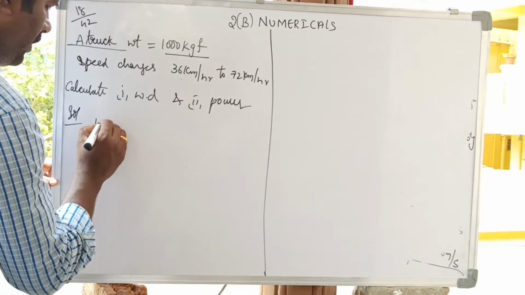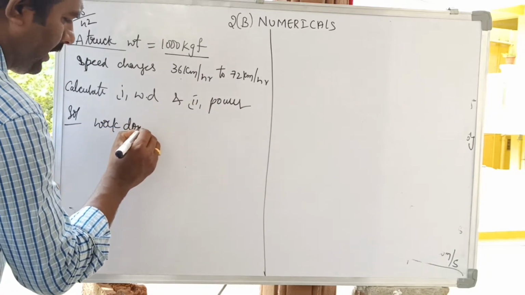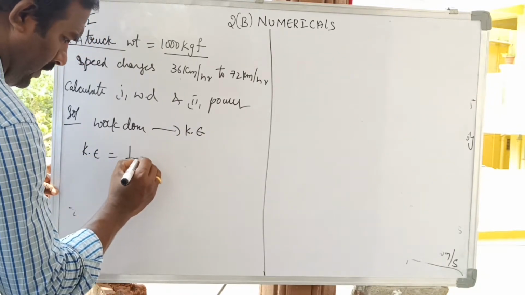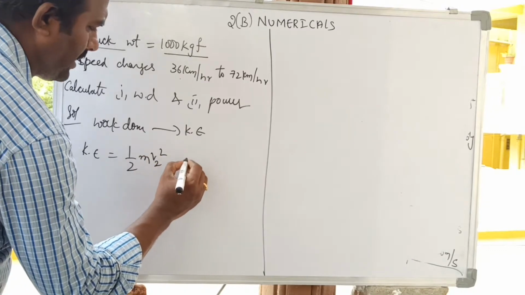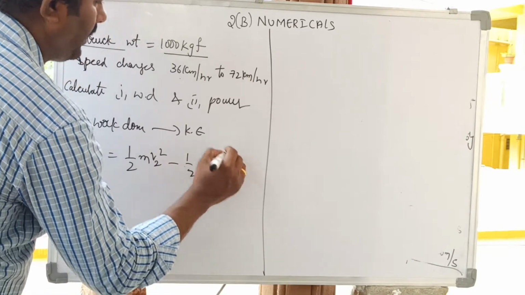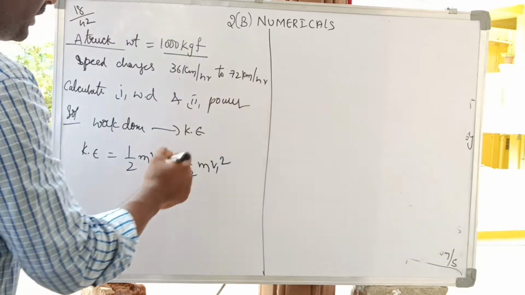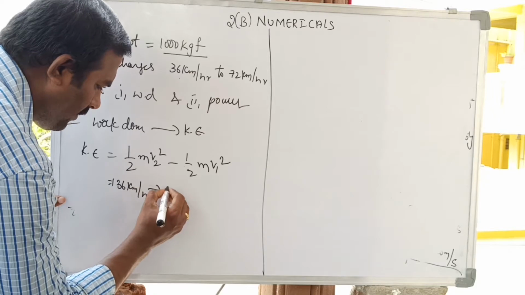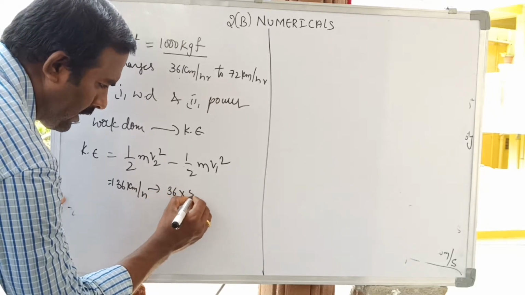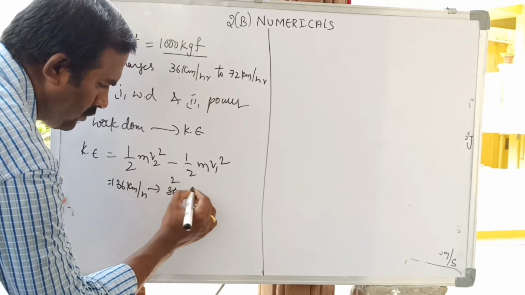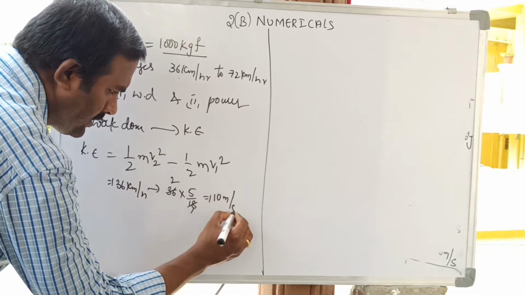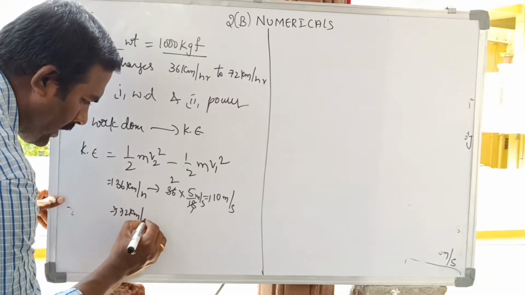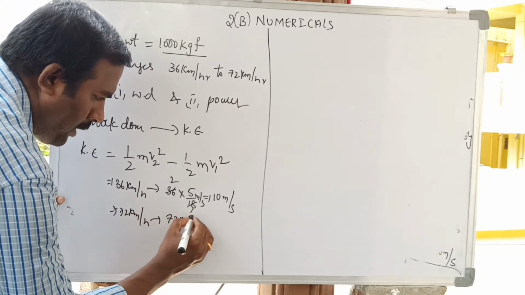You know that the work done here is in the form of kinetic energy. So the kinetic energy is equal to half m v2 square minus half m v1 square. We will change this 36 km per hour and 72 km per hour into meters per second. 36 km per hour we can change into meters per second by multiplying by 5 by 18. In 1 18 2, it will become 10 meters per second. We can write it here in meters. Then 72 kilometers per hour also we can change like this, 72 into 5 by 18.